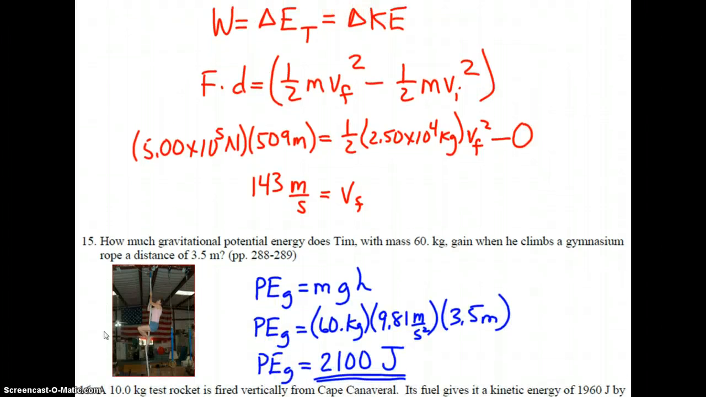Number 15. How much gravitational potential energy does Tim, with a mass of 60 kilograms, gain when he climbs a gymnasium rope a distance of 3.5 meters? This is simply a gravitational potential energy calculation. PEg equals mgh: 60 kilograms times 9.81 meters per second squared times 3.5 meters of height gained by Tim. Multiplying those three, we show a PEg value gained of 2,100 joules, to 2 digits without a decimal point, as our final answer for 15.